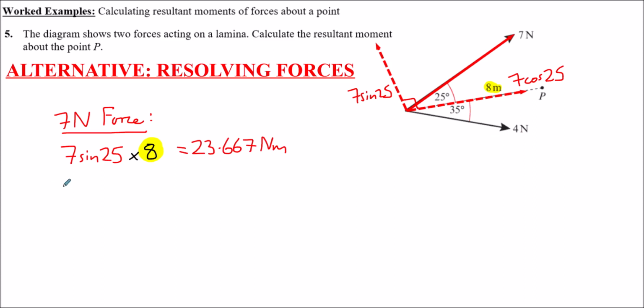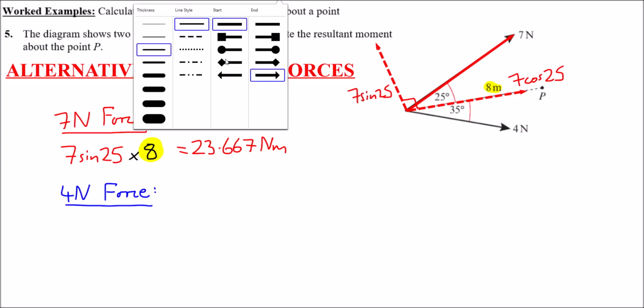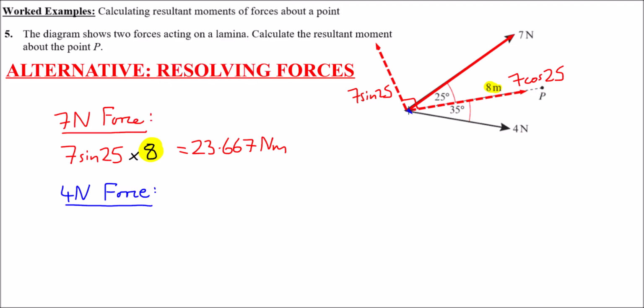Then if we consider the 4 Newton force in the same way, and resolve that one. So again, this time we can resolve it both parallel and perpendicular to this line of action going along P. It's quite hard to see the difference between the red and the blue because they're superimposed on top of each other. But this one here, because it's going along, would be 4 cos 35. And the component going down like so will be 4 sine 35.